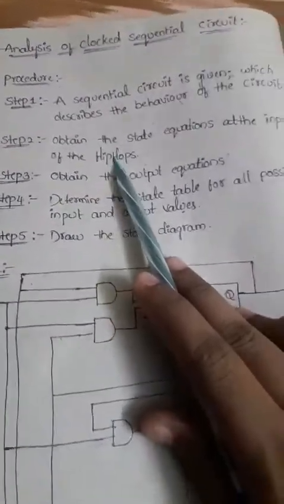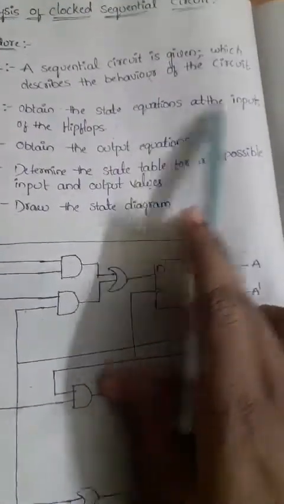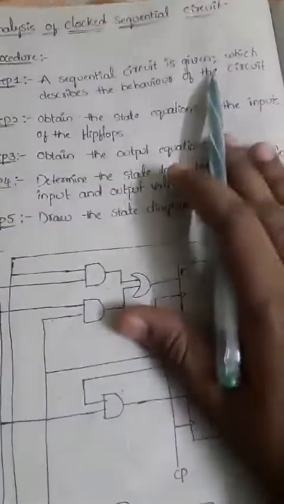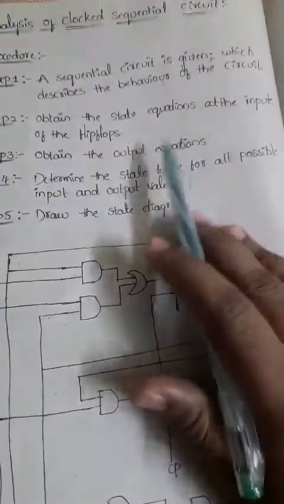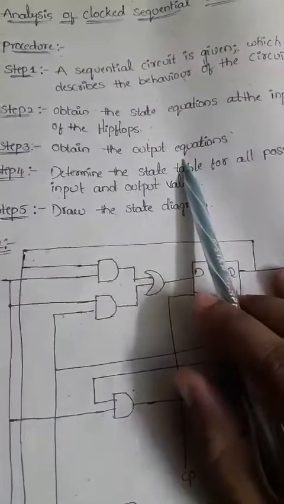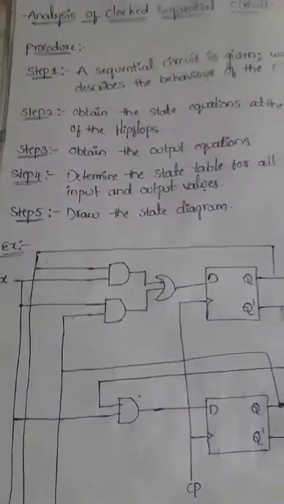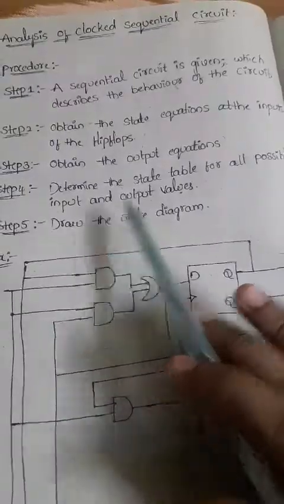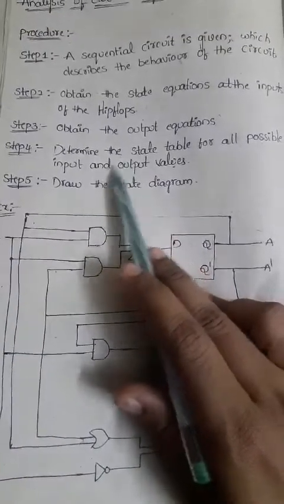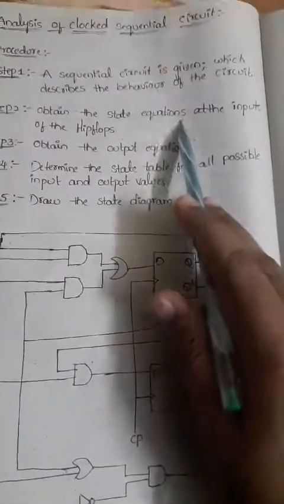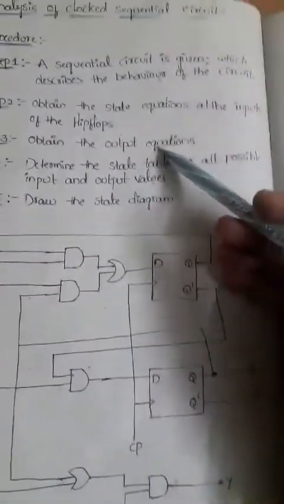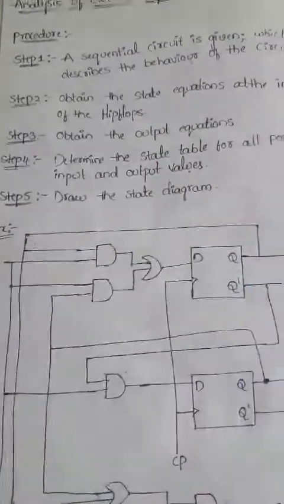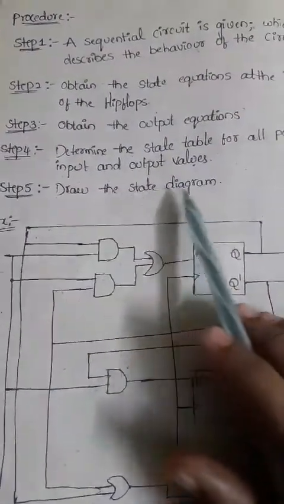Coming to the second step, obtain the state equations at the input of the flip-flops. That means in the sequential circuit they give, we have to describe the input and output equations. Step 3 is to obtain the output equations. So we have to find the input and output equations in step 2 and step 3. Coming to step 4, determine the state table for all possibilities of input and output values. We already did the input and output equations in the earlier steps, so with their help we have to find the state table. Now coming to step 5, the last one, draw the state diagram.